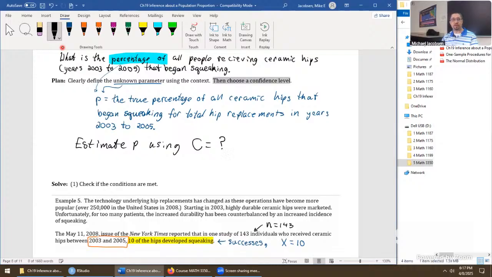Okay, anyone feel strongly one way or another? Yeah, go ahead. Maybe 95%. Let's go for that. I think that sounds great.